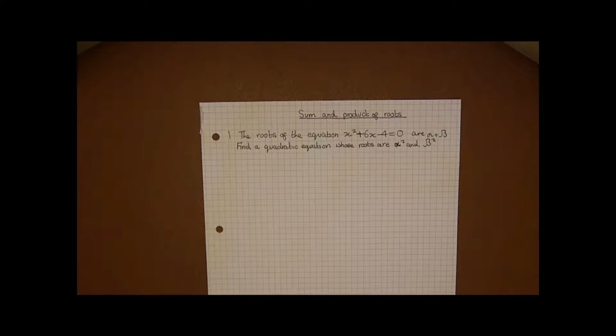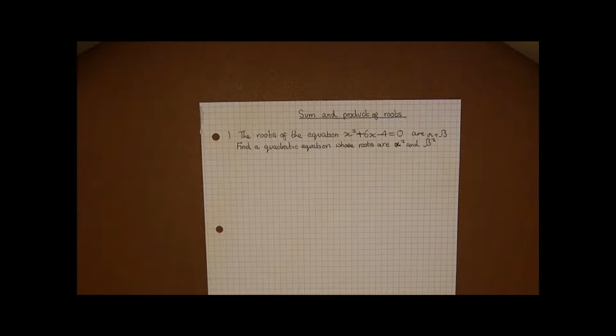Welcome to the tutorial on sum and product of roots. Here is a question that is very typical of one that you may receive in your Further Pure 1 exam. The roots of the equation x squared plus 6x minus 4 equals 0 are alpha and beta. Find a quadratic equation whose roots are alpha squared and beta squared.